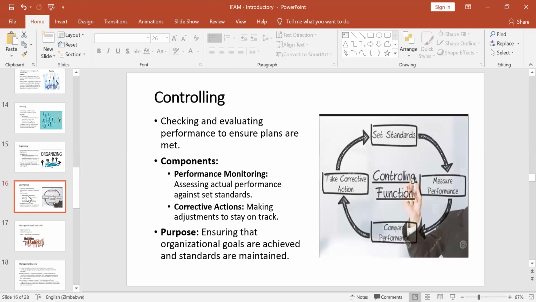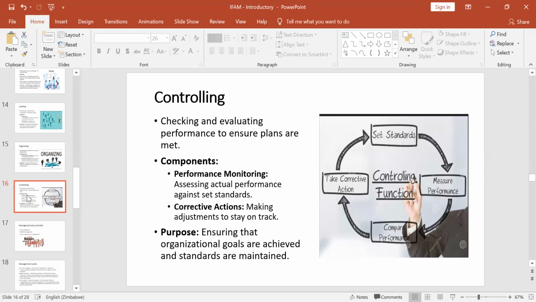Then lastly, we have controlling. Now, with controlling, it's made up of four main steps, which are that first you set your standards. Whatever the case, as we go through the exam preparation, we normally do that by going through past examination papers. You will see that whatever question is asked on controlling, you can always apply these four steps. You set the standard, you measure the current performance, you compare the standard that you want versus the actual performance, and then you take corrective action. That is controlling.